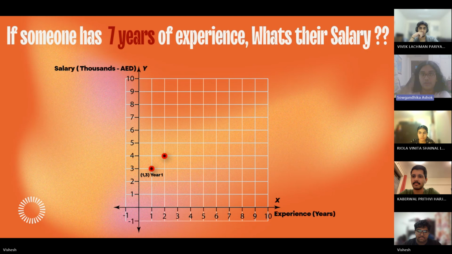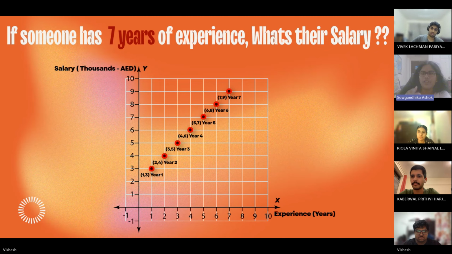2 years of experience, 4,000. 3 years, 5,000. 4 years, 6,000. Now you're starting to see something, aren't you? 7, 9, 10 years. The pattern is clear. As experience goes up, salary goes up. This is what we call a positive linear relationship.